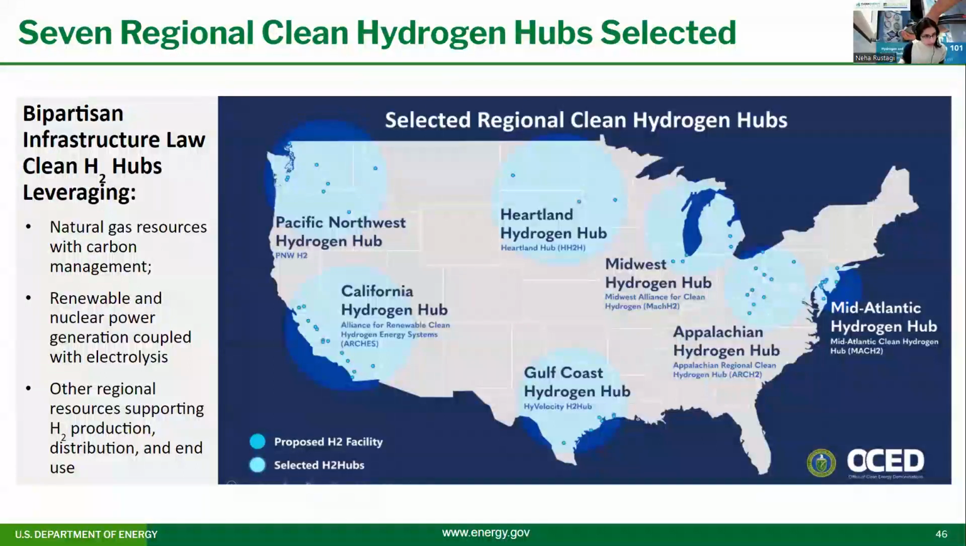So 7 regional clean hydrogen hubs have now been selected. They're located throughout the country, and they'll be advancing over the course of the next several years. They include hubs that rely on natural gas with carbon management, use renewable and nuclear power coupled with electrolysis, and then also several other resources like, for example, renewable natural gas, biomass, and a variety of different distribution technologies like pipeline and liquefaction plants. If we go to the next slide.